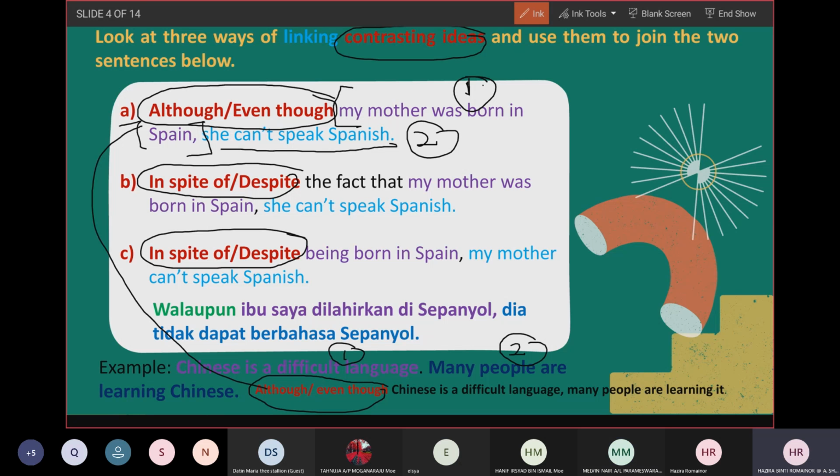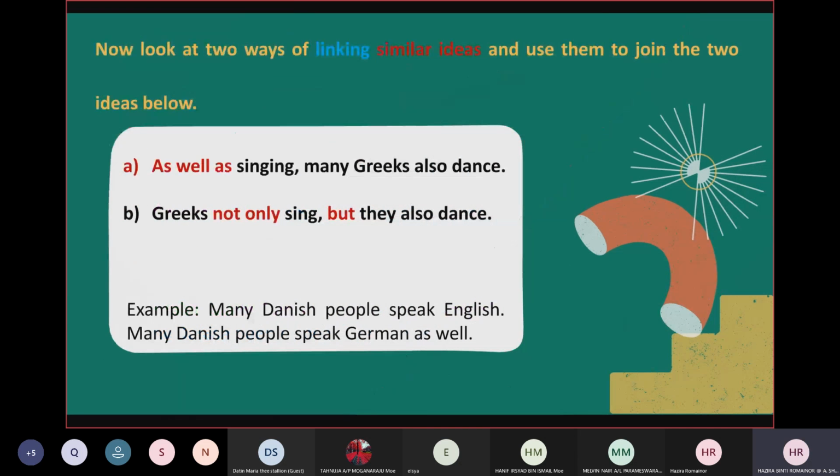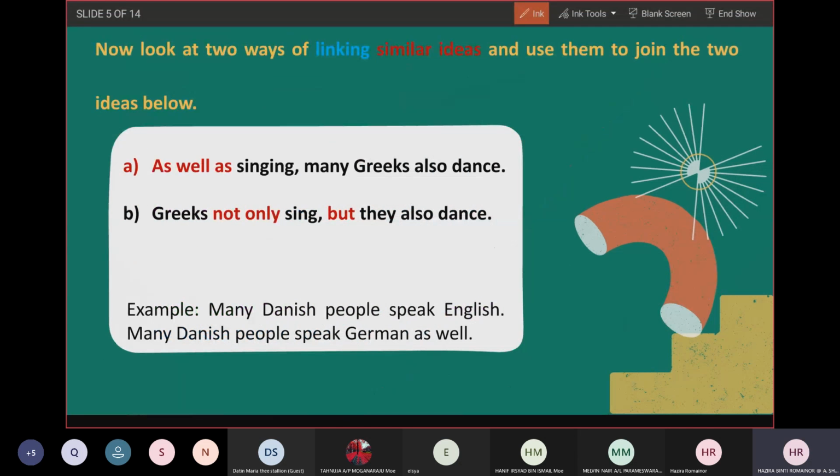Okay. Alright, the answer should be in spite of being a difficult language, many people are learning Chinese. Okay. Ini contoh untuk contrasting idea, ayat or idea yang berbeza. Okay, so now you look at sentence number 2. Okay, this time around is for similar ideas. Similar ideas mean idea dalam ayat tu idea yang sama.